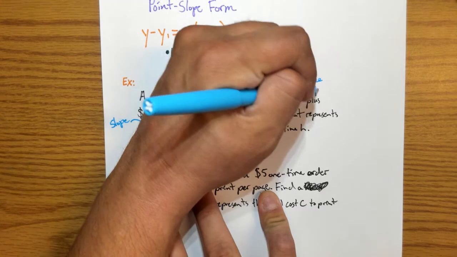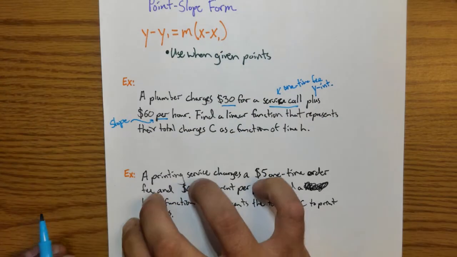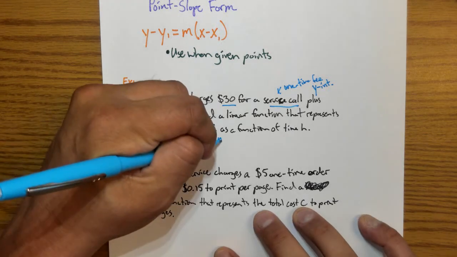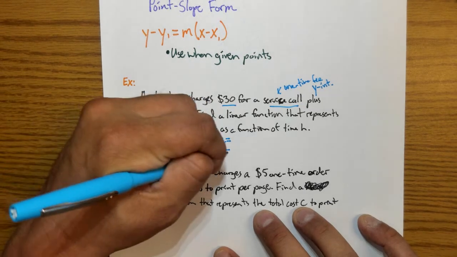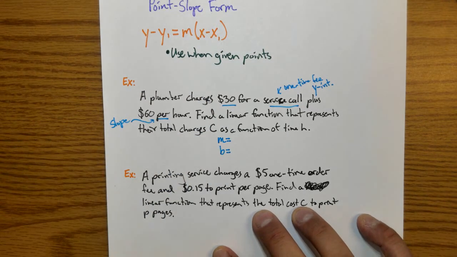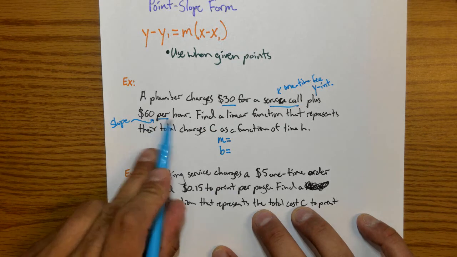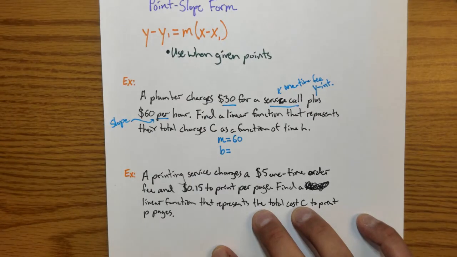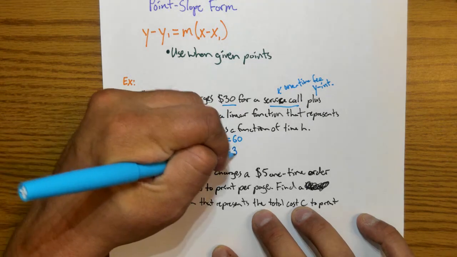Well, that is a y-intercept. Whenever you see something that is just like a one-time fee or like a startup fee or something, that is always a y-intercept. So let's see here. My m is my slope and my b is my y-intercept. So my m would be our slope of $60 per hour. So my m is simply 60. Now, my b, the y-intercept, well, that's going to be this one-time fee of $30.